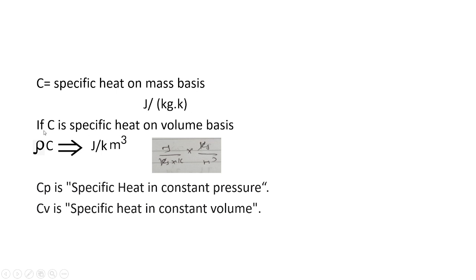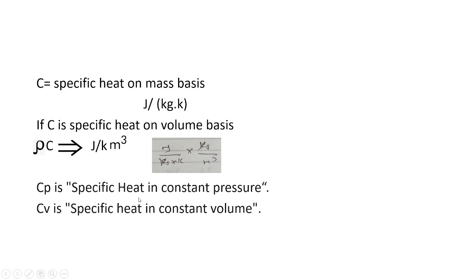If C is the specific heat capacity on a volume basis, you have to multiply by density, that is rho C. The unit of specific heat on a mass basis is joule per kilogram Kelvin. Once you multiply by density, kilogram per meter cube, and cancel kilogram, the unit will be joule per Kelvin meter cube.